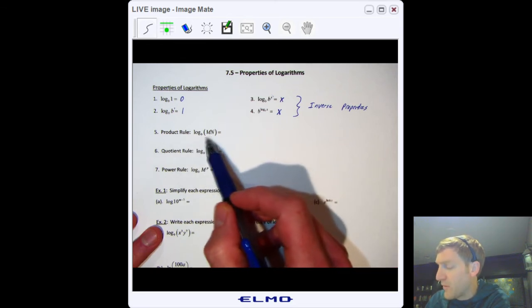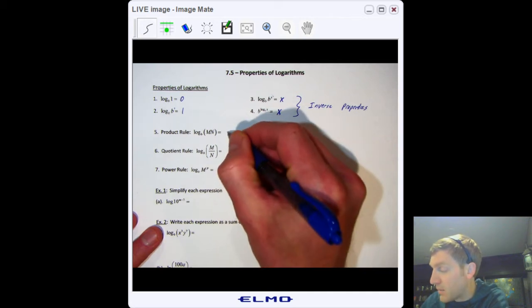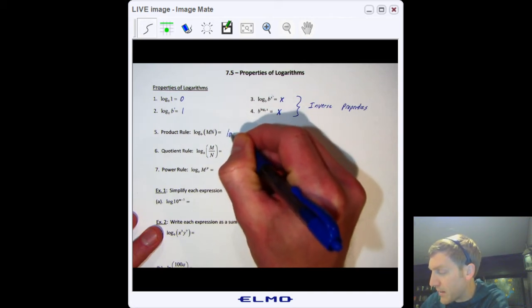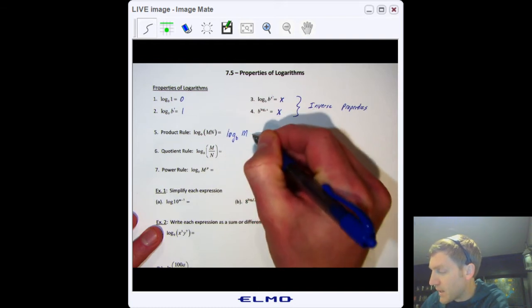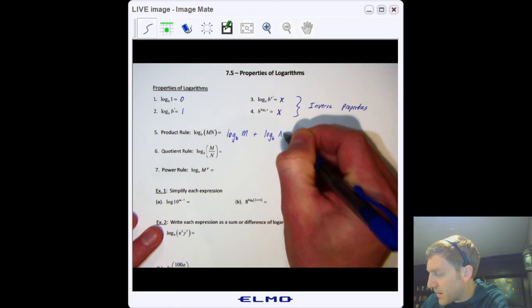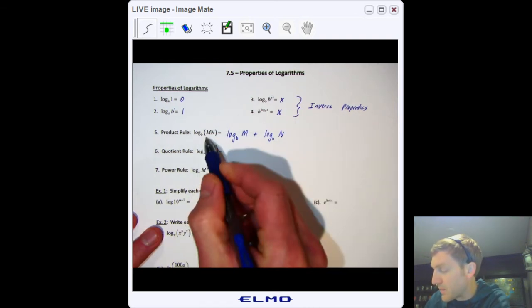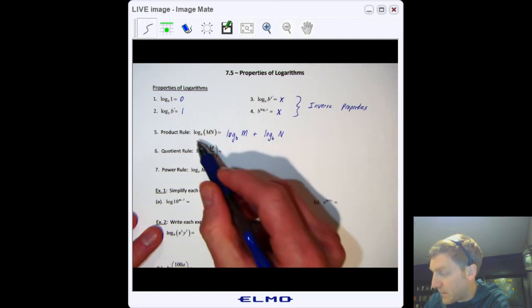So to start with, if you have a product inside a log, you can write it as a sum of 2 separate logs. So here's what I mean. Log base b of m times n is the log base b of m plus the log base b of n. So anytime there's a product inside a log, you add 2 separate logs with the same base. The base stays the same.